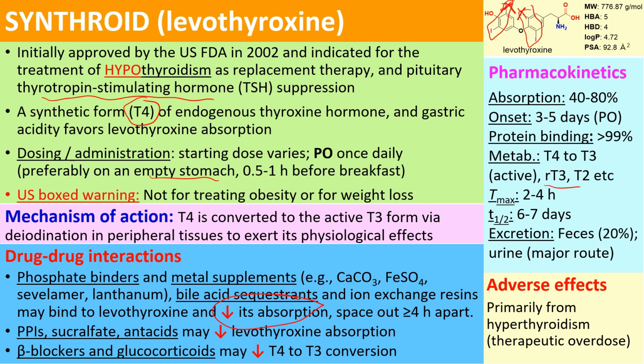In addition, as mentioned earlier, gastric acidity favors levothyroxine absorption. So therefore, if patients take a PPI, for example, the proton pump inhibitor, or an antacid, this would lower the absorption of levothyroxine. In addition, beta blockers and glucocorticoids may decrease the conversion from T4 to T3. So that's all the drug-drug interactions.